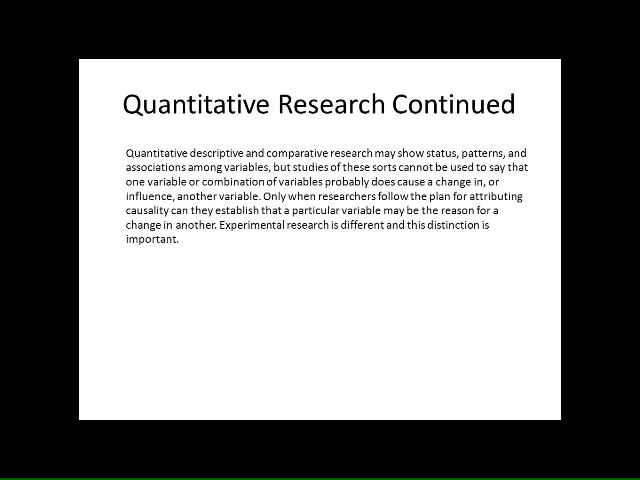Quantitative research, when we're dealing with descriptive and comparative research, may show static patterns and associations. But studies of these sorts cannot really say that one variable or combination of variables does or does not cause an issue. Causality can't really be determined simply using these approaches. When researchers follow the plan for attributing causality, they have to establish that a particular variable may be the reason for a change in another, and that's experimental research.